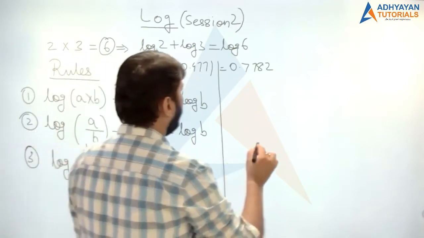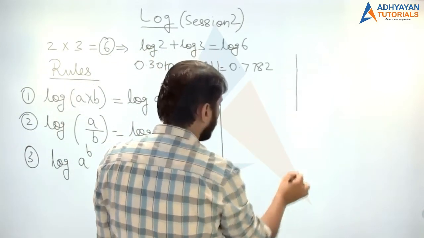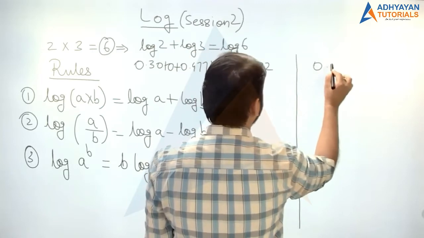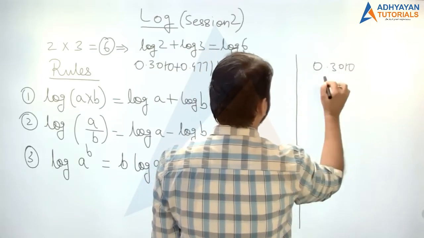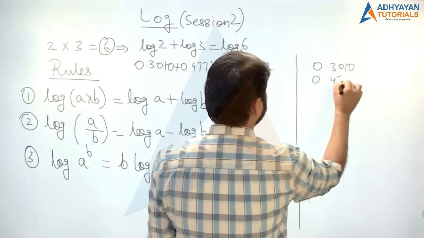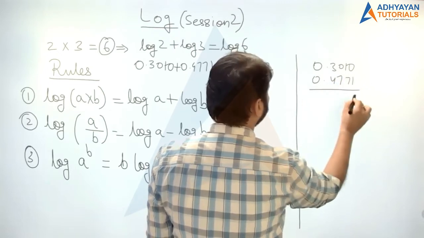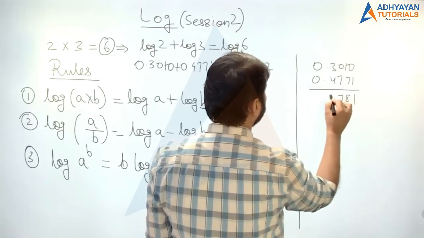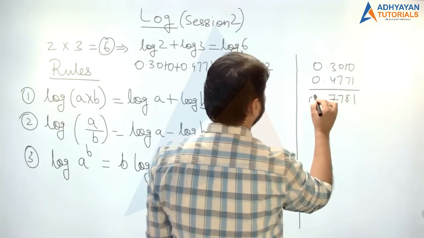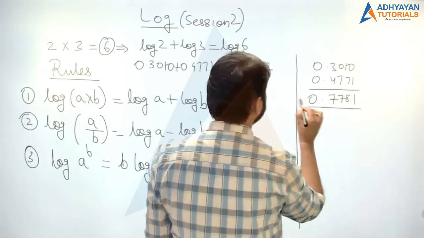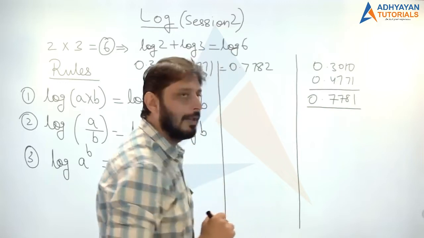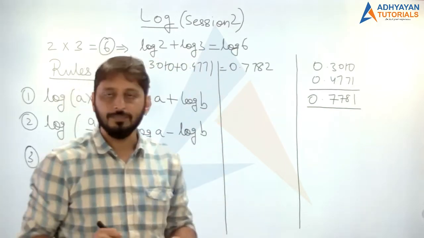0.3010 and 0.4771 is 0.7781, which is quite approximately equal to the value of log 6. Are you all getting it?